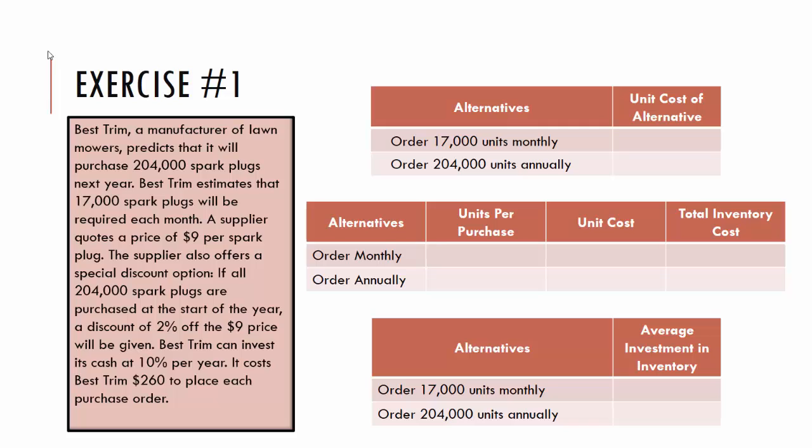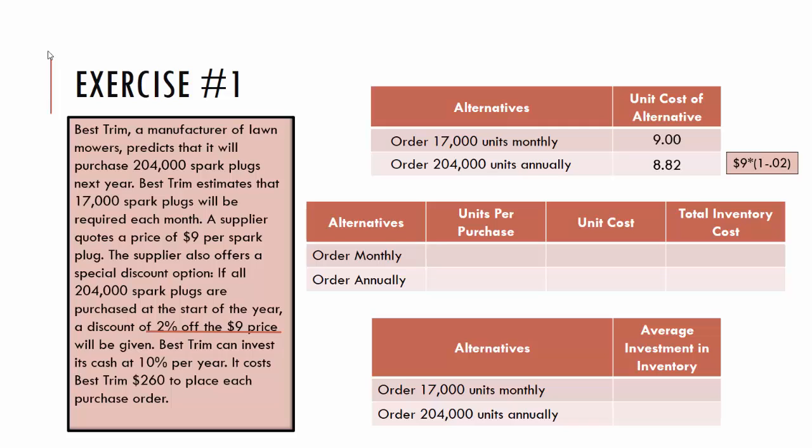So that's a whole lot of information. Let's parse it down, make some tables here, find all the numbers that we are going to need. So they have two alternatives in this case. They can continue to order monthly at about 17,000 units a month and pay the $9 per spark plug by doing so. Or they can buy an entire year's worth at once, and their supplier will give them a discount, and they won't have to pay the full $9. They'll get 2% off. So they'll be paying essentially 98% of that $9 for each spark plug, which comes out to be $8.82.